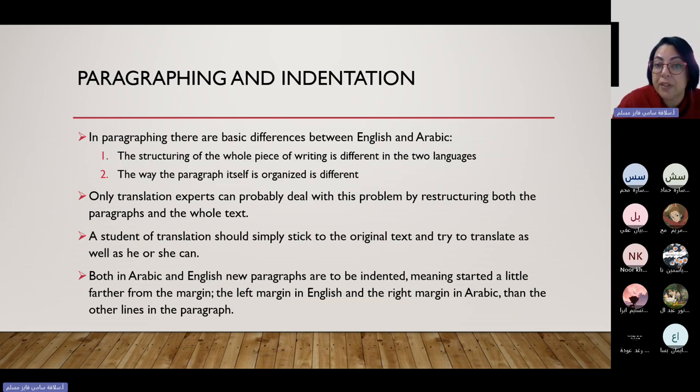In paragraphing, there are basic differences between Arabic and English. The structure of the whole piece of writing is different in the two languages. In Arabic, one paragraph can extend from beginning to end without a comma or any punctuation marks. In English it's not possible. You have to write short sentences with punctuation marks and capitalization as appropriate. The way the paragraph itself is organized is different.